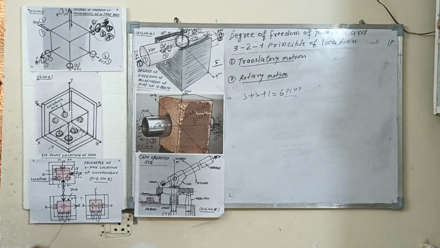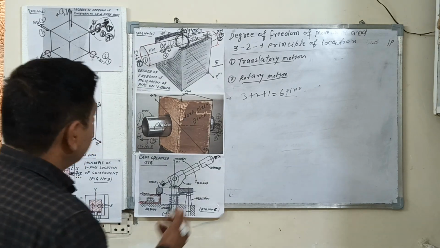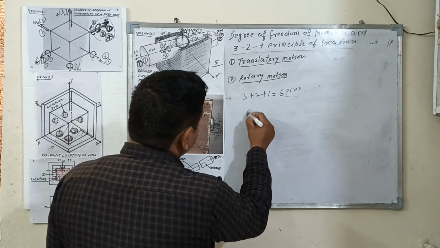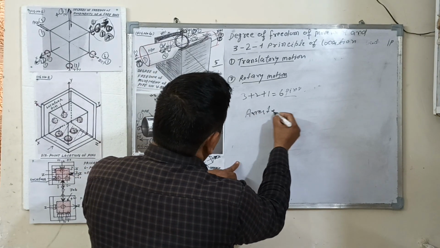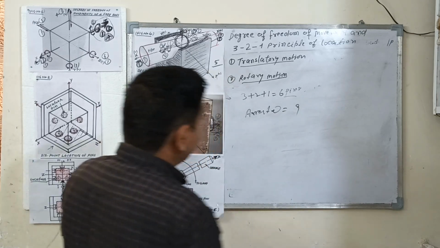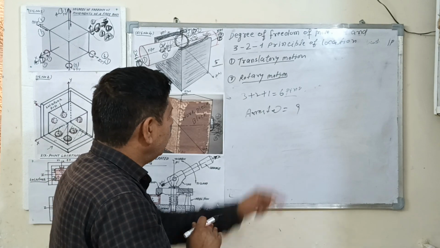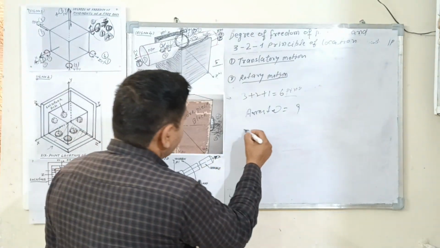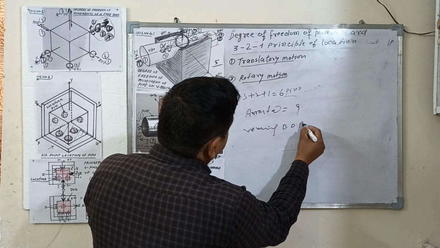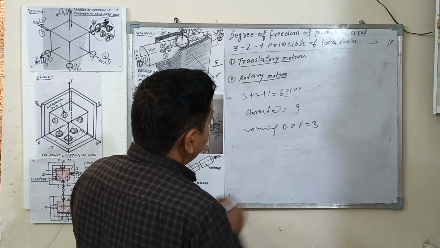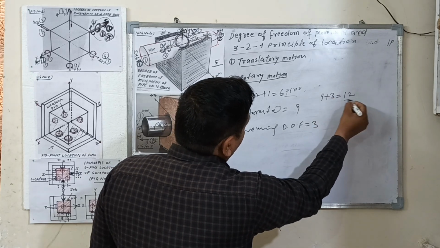So the total arrested is 9 degrees of freedom. 9 degrees of freedom are totally arrested. So the remaining degree of freedom is 3. Total degree of freedom: 9 plus 3 is 12.